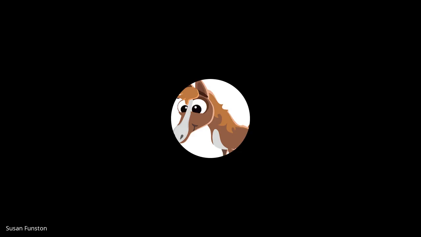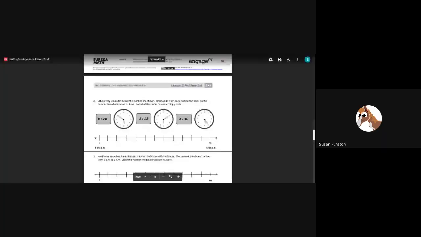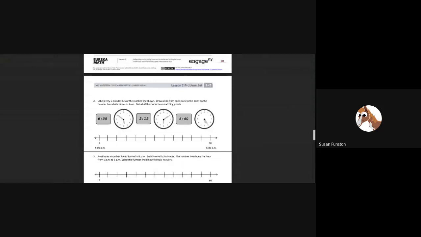Okay, you are going to continue to label your number line to complete parts C through G. On number 2, you're going to label every 5 minutes below the number line shown. Then you're going to be matching your clock to your number line. Okay, so you're going to label your number line every 5 minutes between 5 and 6. Not all the clocks have matching points.